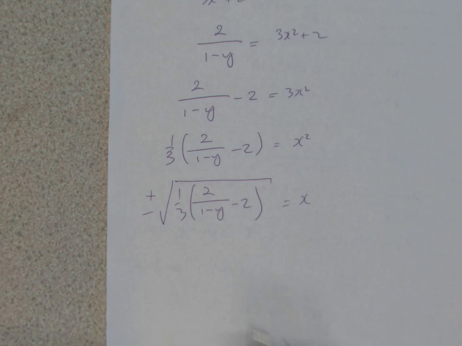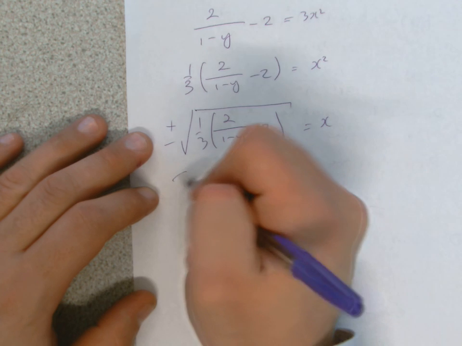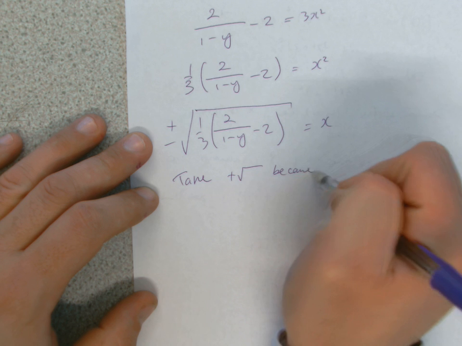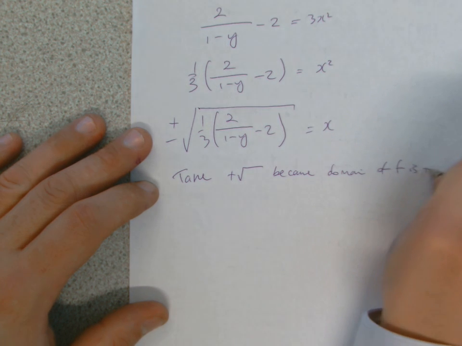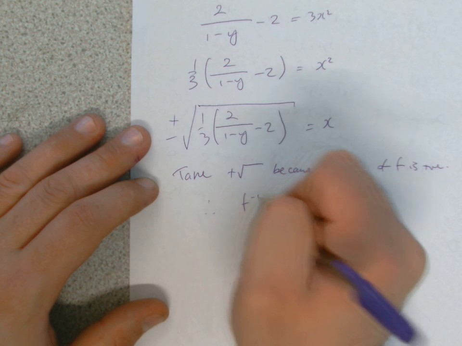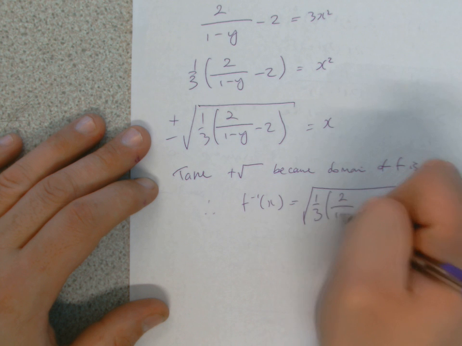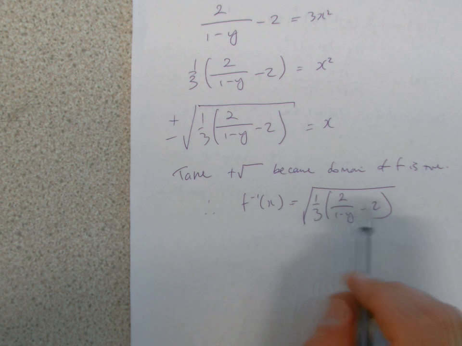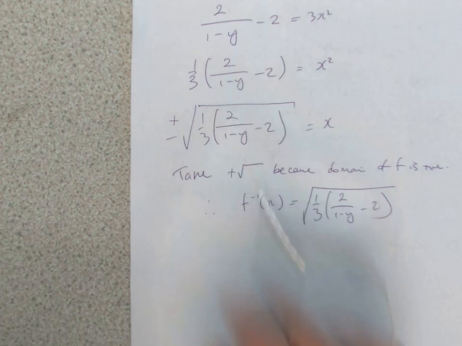And we need to decide whether it's positive or negative. Now I need to remind myself of the domain again. Domain is positive, isn't it? 0 infinity. So we say take the positive root because of the domain. And it's important you put this reason down: domain of f is positive. So therefore, f to the minus 1 of x is this. You might have done a slight variation of this where the signs are slightly different, but you could still get it spot on. It just depends how you rearrange it up here.